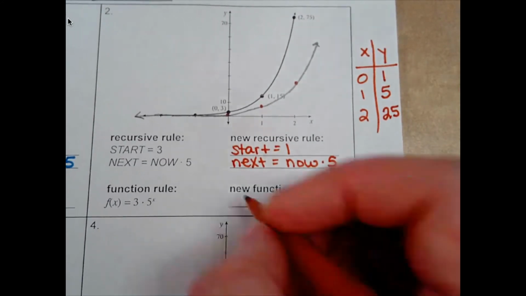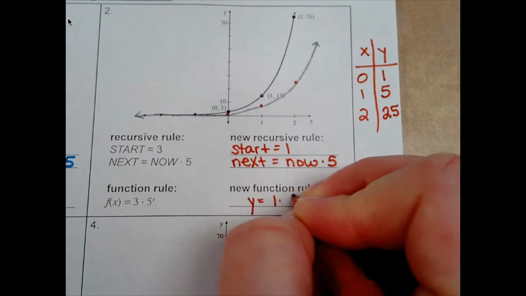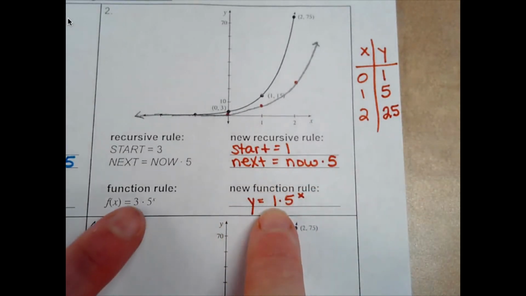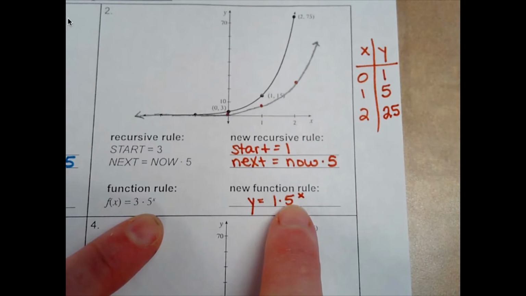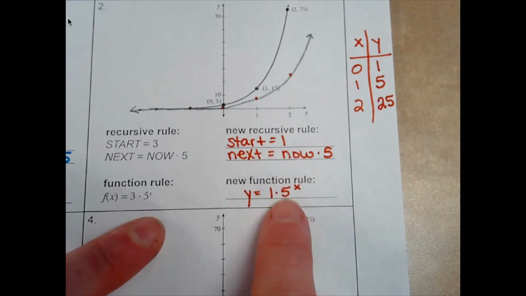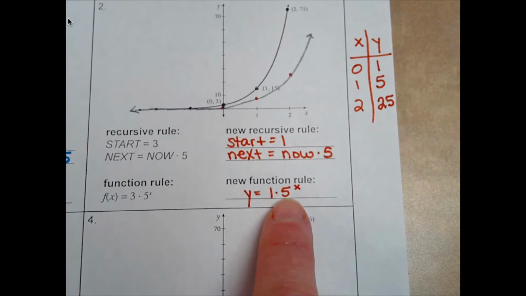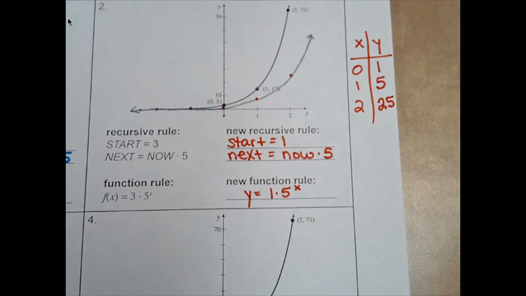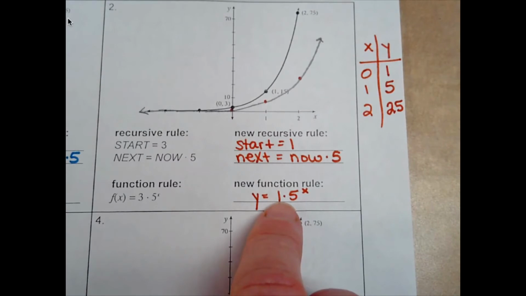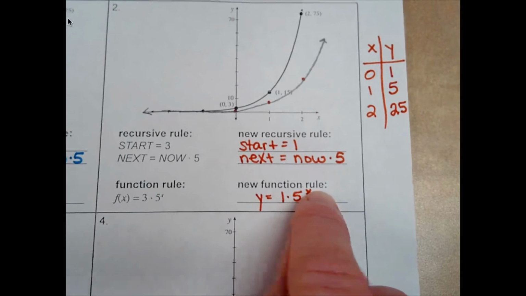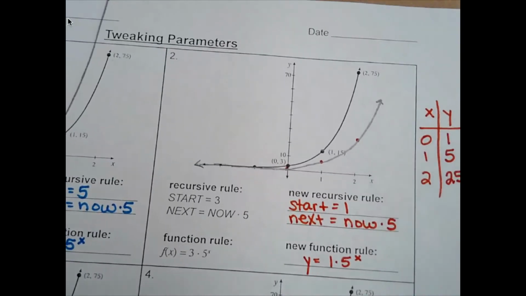So what's the function rule? So 1 is the start, 5 is the rate. And that's how we set up exponentials. That's how we write the equation. It's actually way easier to write exponential than it is our other. Because if we know the start and the rate, similar to y equals mx plus b, we can write that pretty easy. So we can write this really easily by looking at what the start value is times the rate raised to the x power.